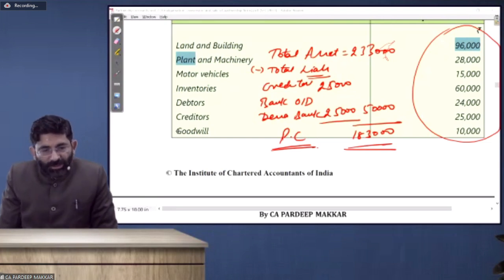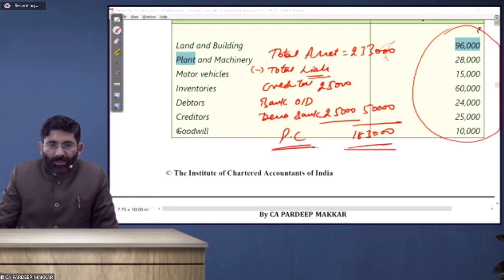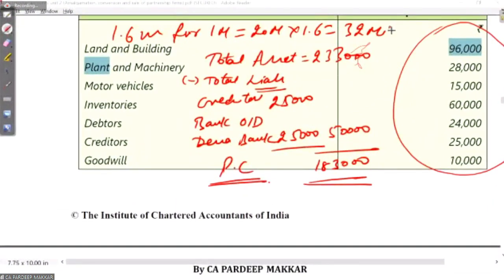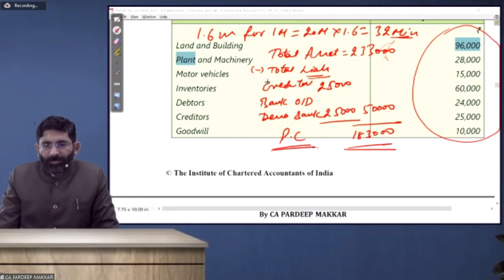Solving a question of partnership normally takes 20 to 30 minutes in the exam minimum, because it normally comes for 16 to 20 marks. It doesn't come for 5 or 10 marks. So if a 20 marks question is there, you should understand how much time we can devote to it. Normally we have 1.6 minutes for every 1 mark. So for a 20 marks question, you can easily give 32 minutes. After that, we may take a margin of 1 or 2 minutes or 4 minutes also if it takes more than that. So there is no worry.